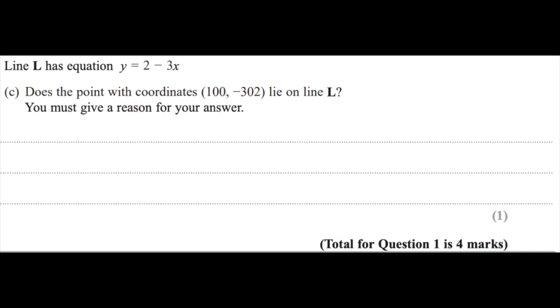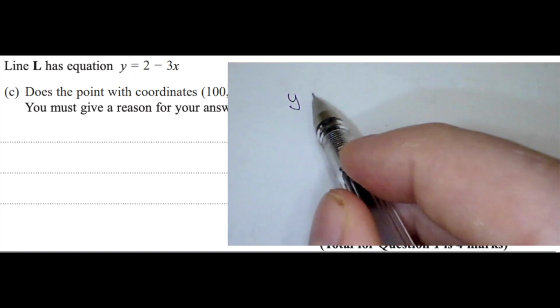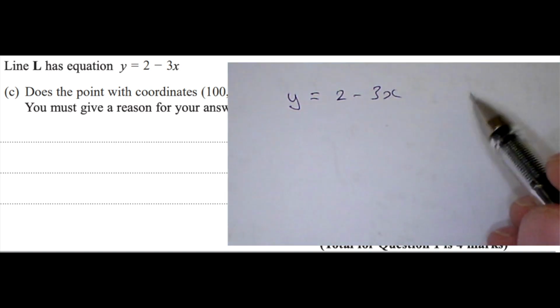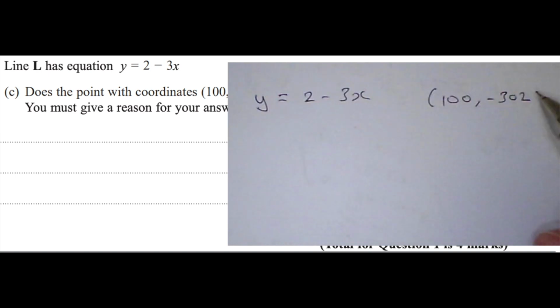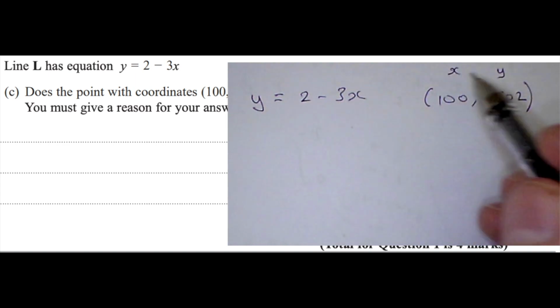And lastly, we've been asked to find if a particular point, this point (100, -302), is on the straight line. Is it on that line? Well, remember, 100 is an x-coordinate and -302 is a y-coordinate, so does it obey this rule? The rule is y is equal to 2 minus 3x. If your point obeys this rule, then it's on the straight line. So the x-coordinate is 100 and the y-coordinate is -302, let's stick it into this equation and see if it works. So the y-coordinate is -302, so let's write that down.